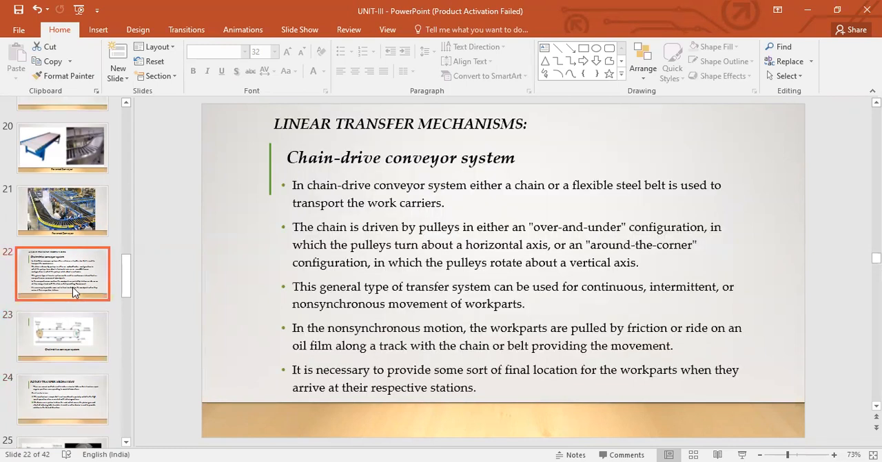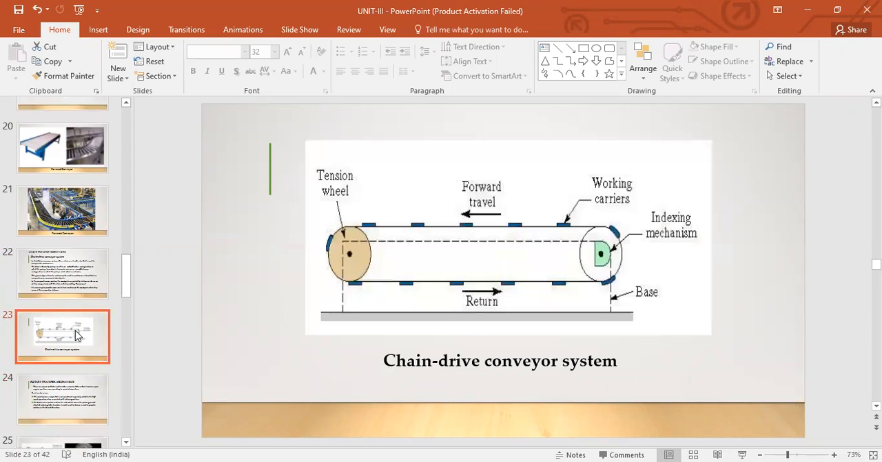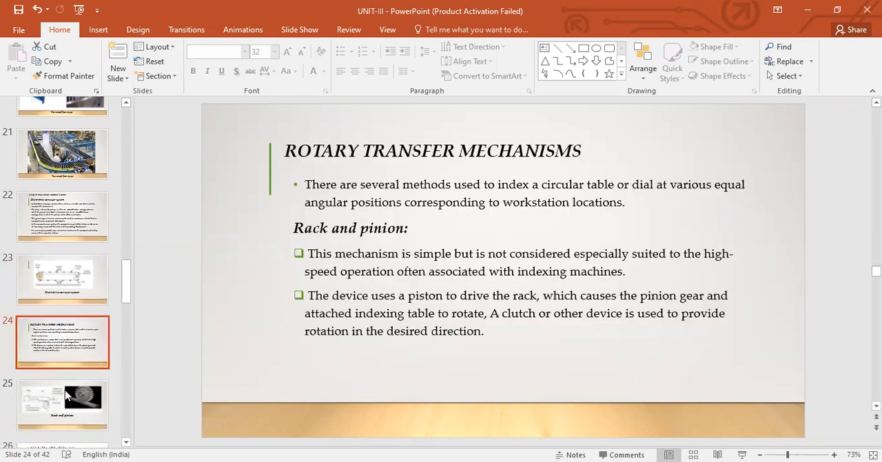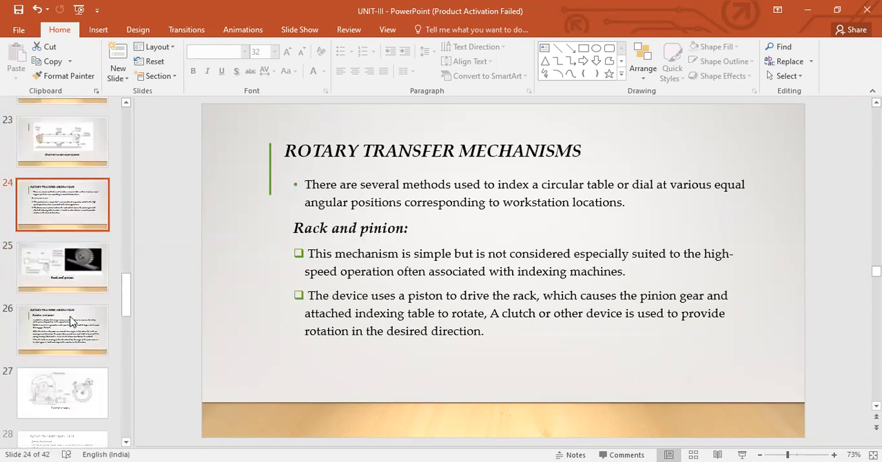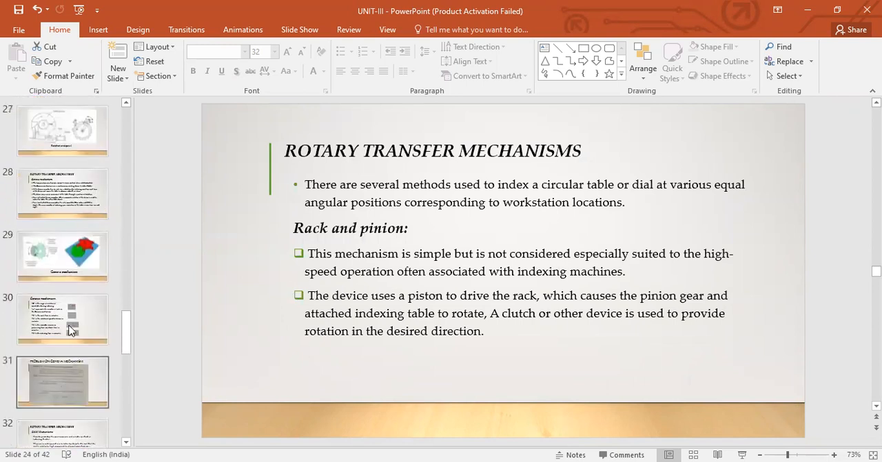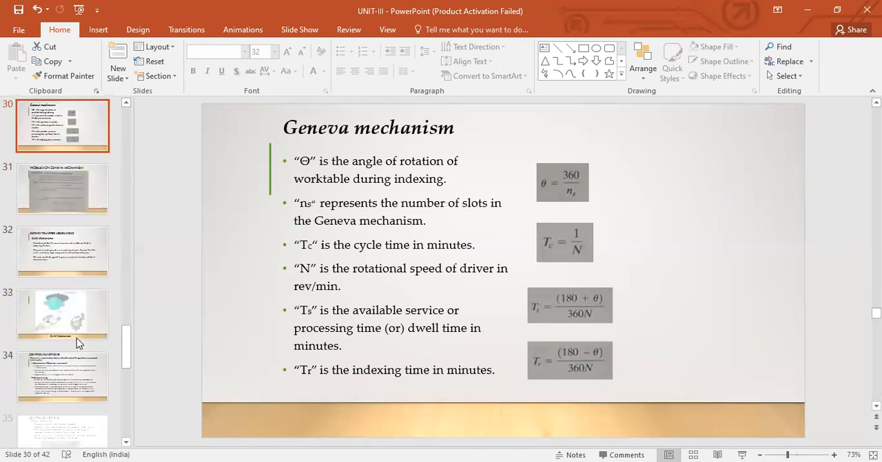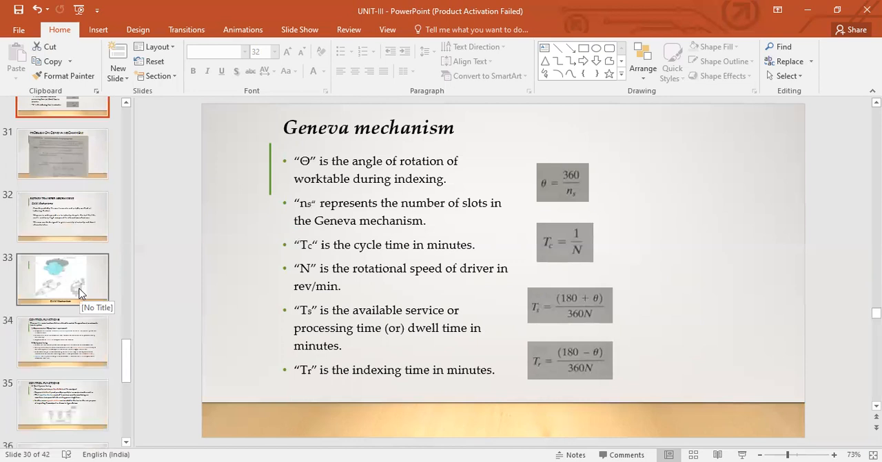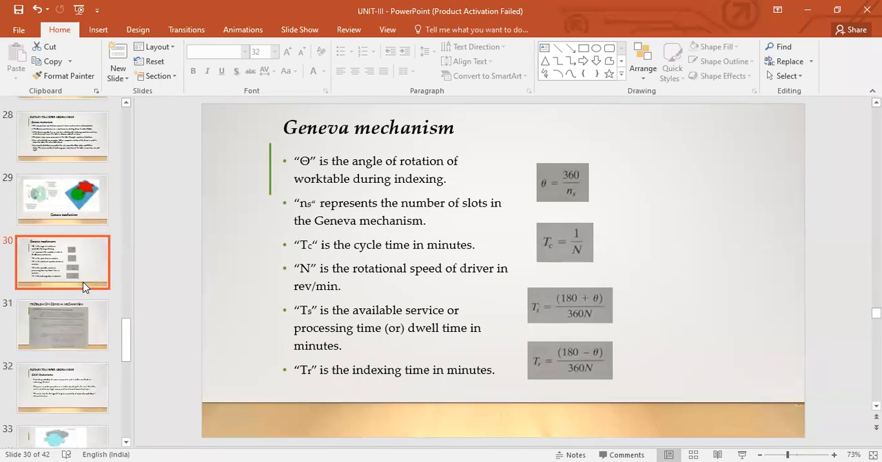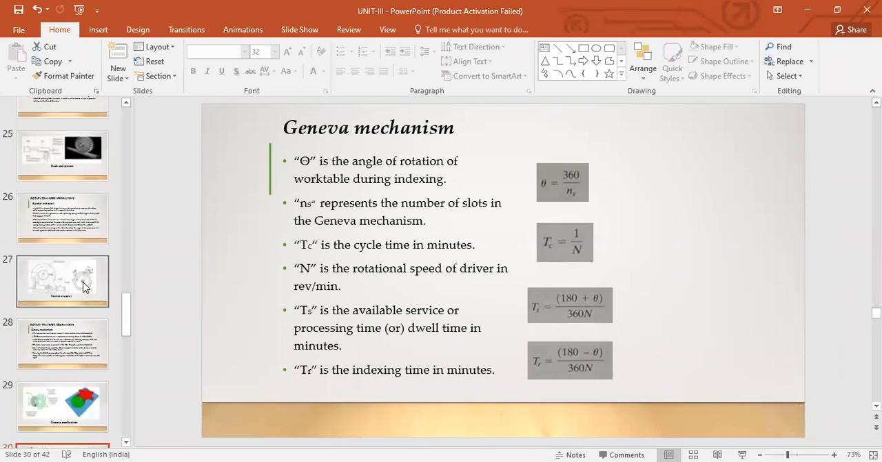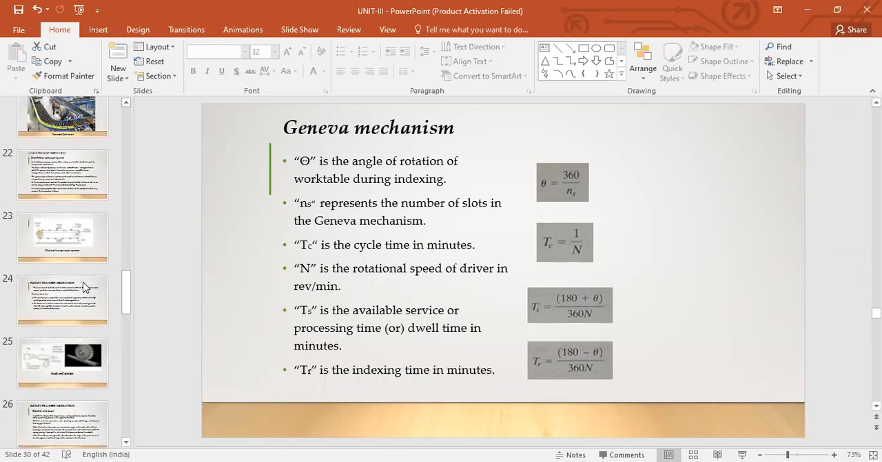So yes, I believe linear transfer system ends here. Okay, the last category was your this thing, and other thing I believe we should look. Yes, we'll look at all the configurations. Okay, all the different types of mechanisms, both linear and rotary, and then we'll look at a video of the conveyor system.